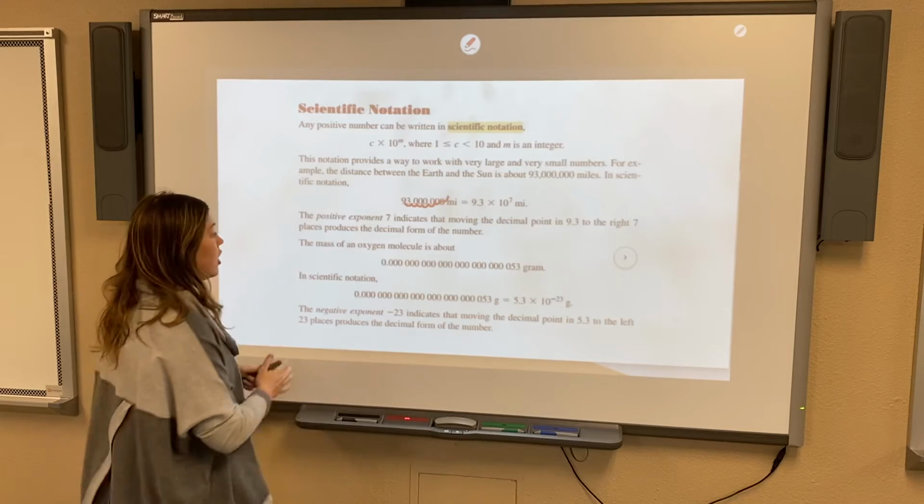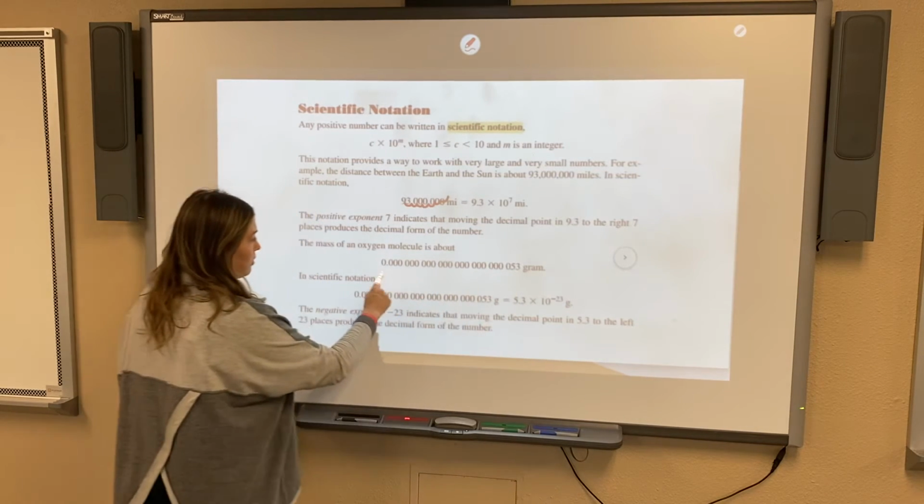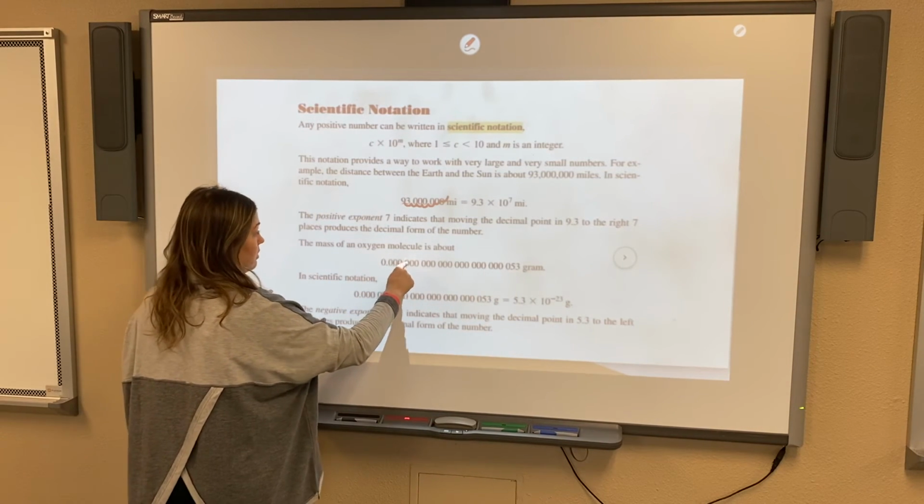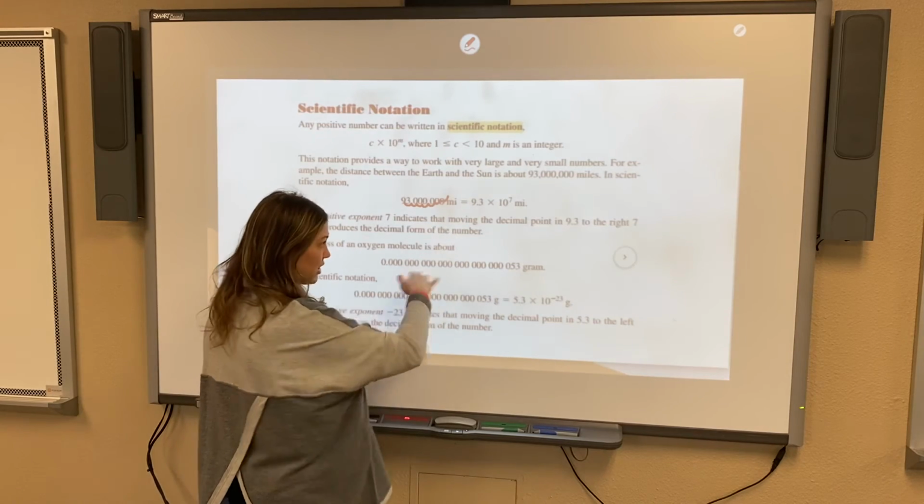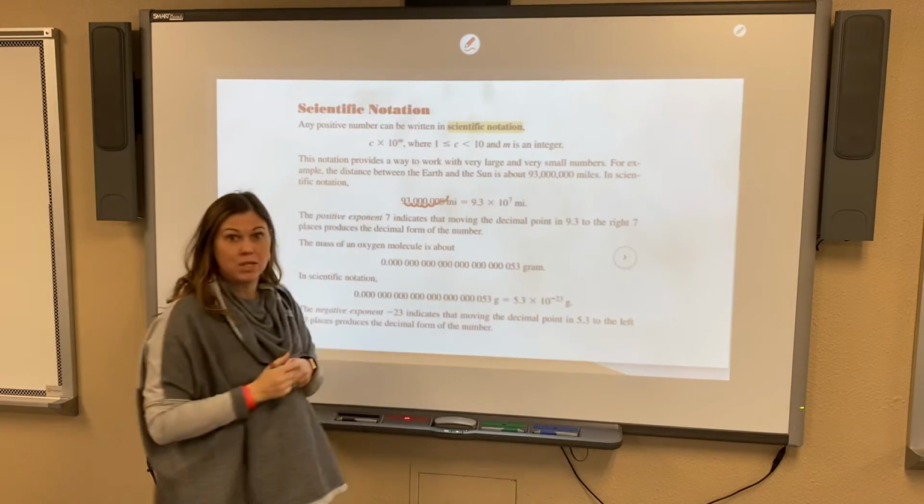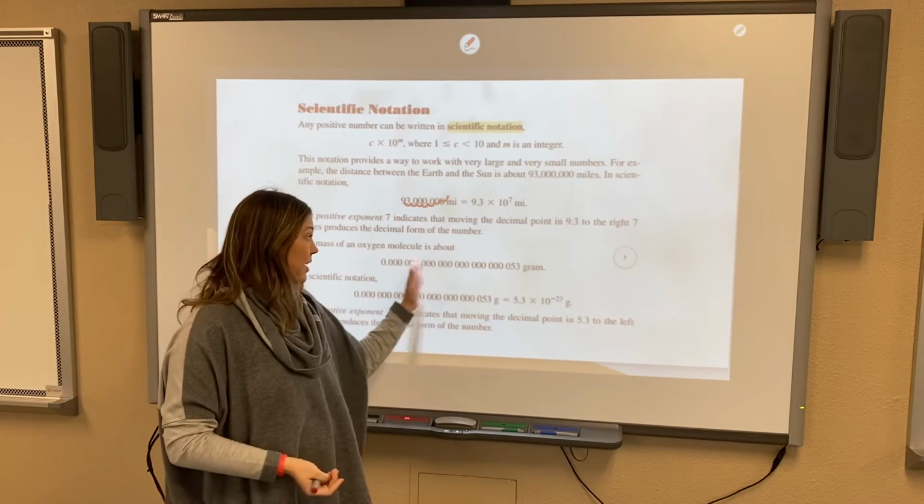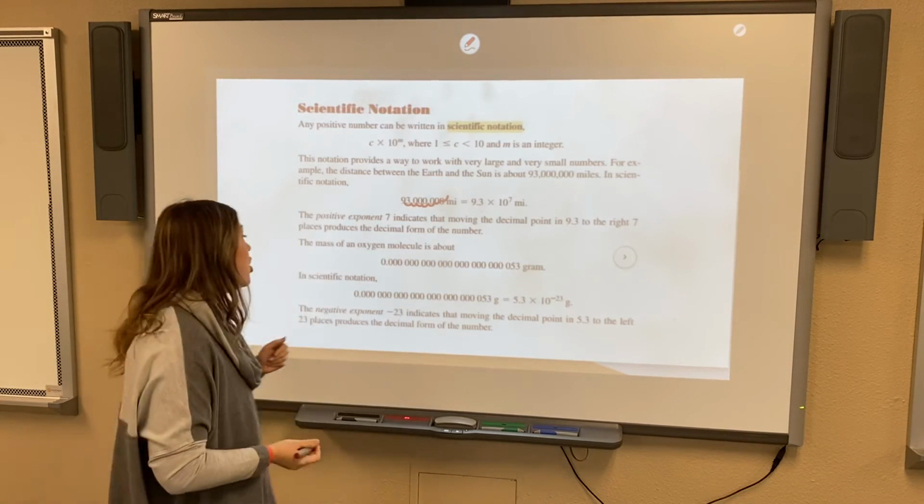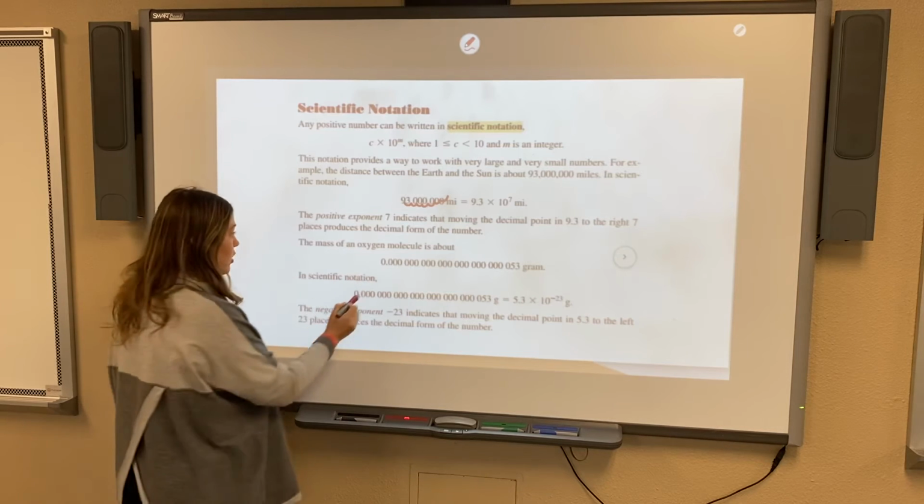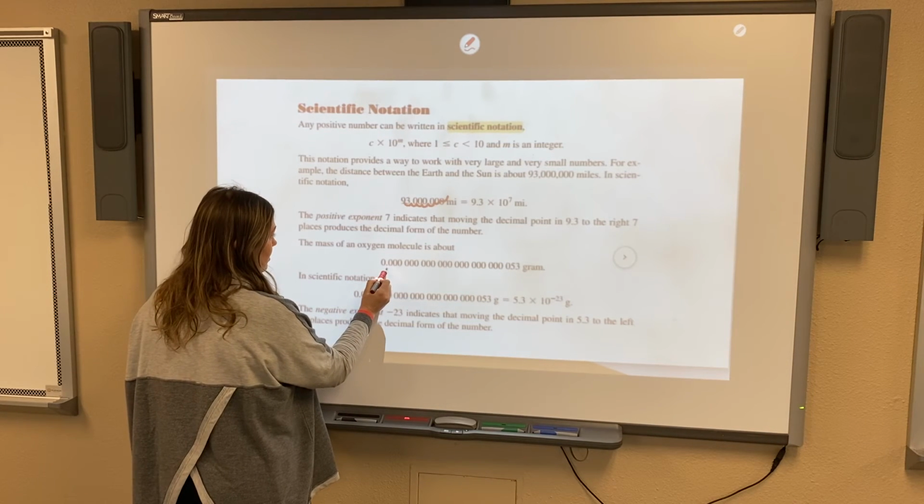But here we have a very small number: 0.0000000000000, that's super small, and then 53 grams. So how do we represent this in scientific notation? We don't have to write all those zeros and get confused. We need to move our decimal. We have it right here. Hopefully it's kind of calibrated.